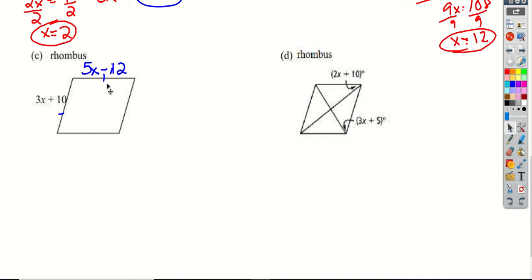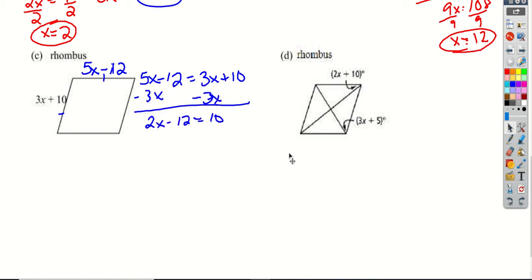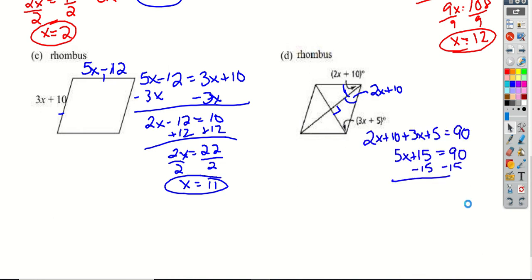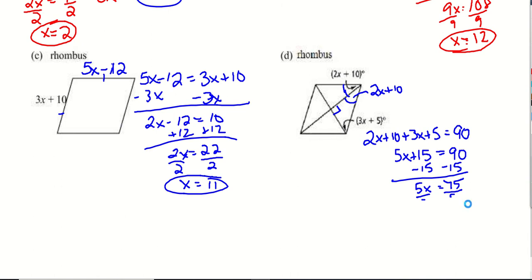So for this question, if these are equal, we'll make our equation. We'll move the 3x over first. We'll add the 12, and then we can divide by 2 to get 11. And the same thing's happening over here for D. Remember that these angles are equal, and we're forming a right triangle here. So we can just do, they add to 90, and then combine like terms, and we should get 15 for an answer.